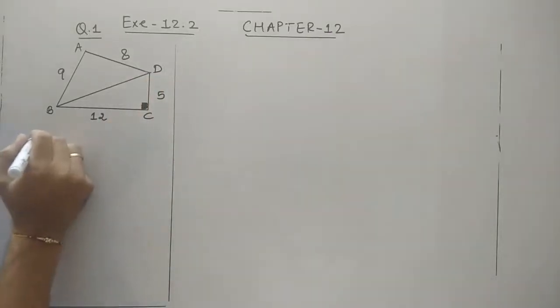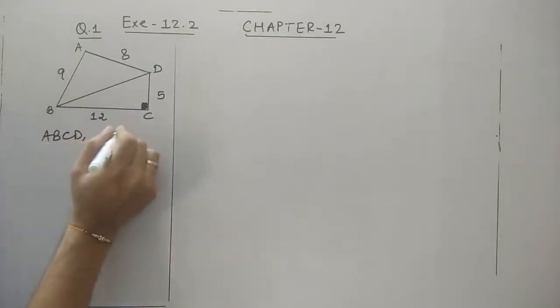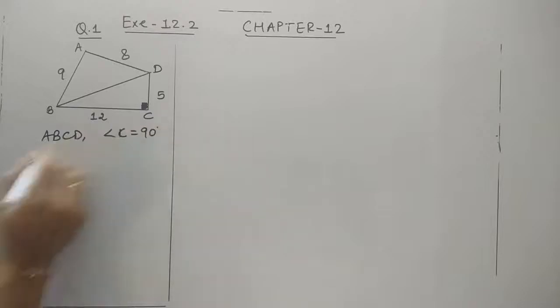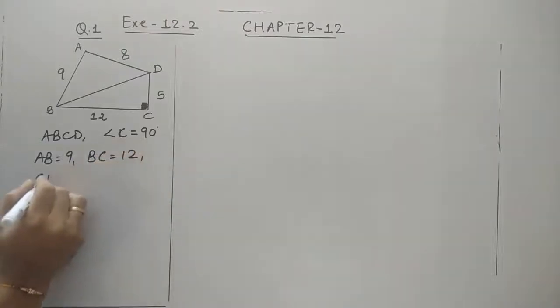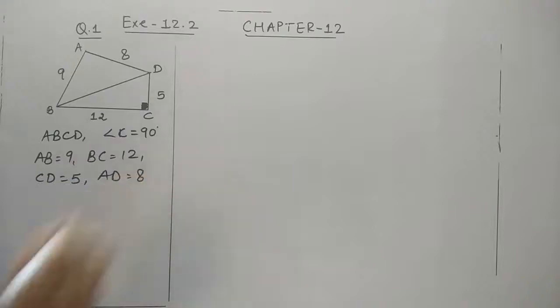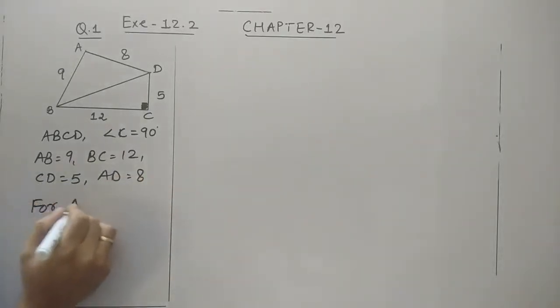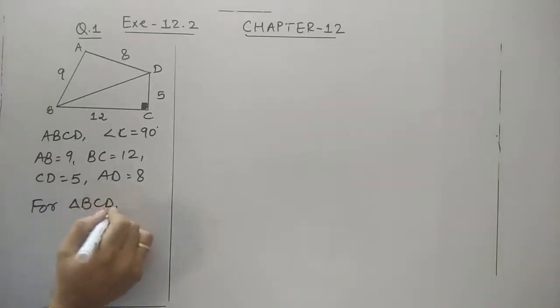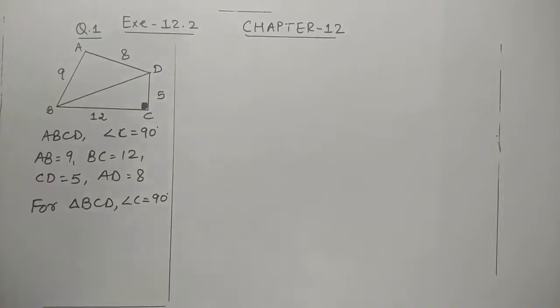So let's first write down the data that is given: in quadrilateral ABCD, angle C is a right angle, the length of AB is 9, BC is 12, CD is 5 and AD is given 8. Now for triangle BCD, as we have discussed that angle C is a right angle, we'll use Pythagoras.